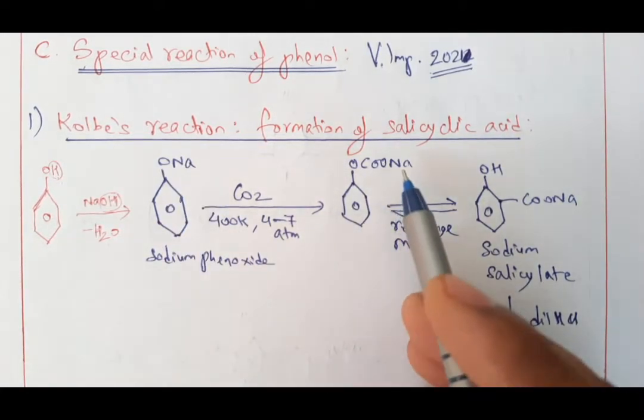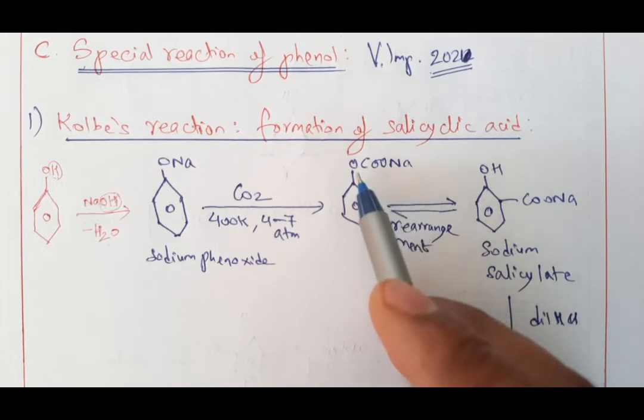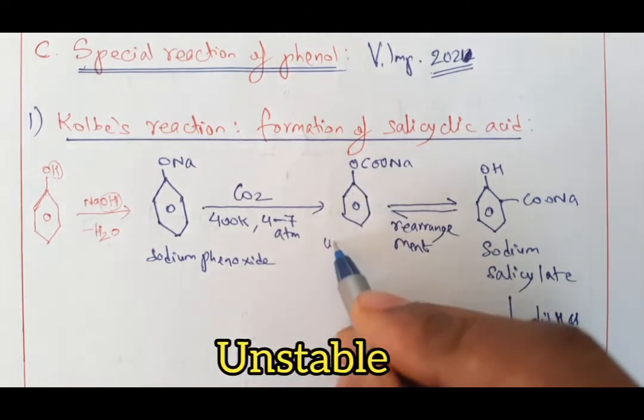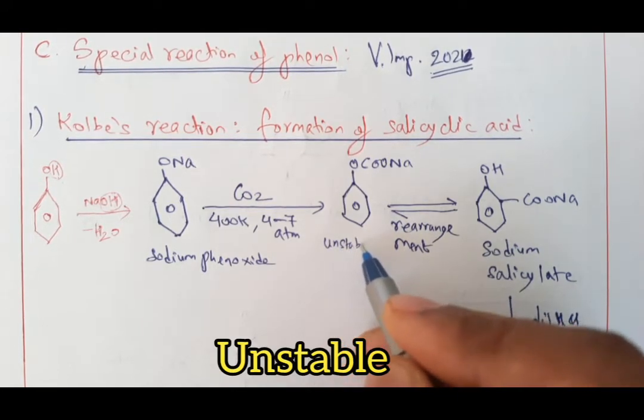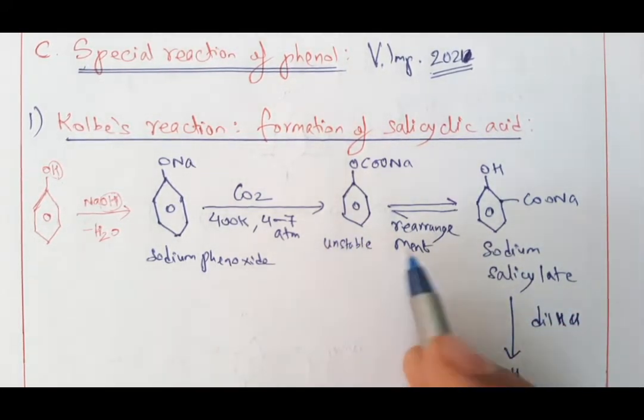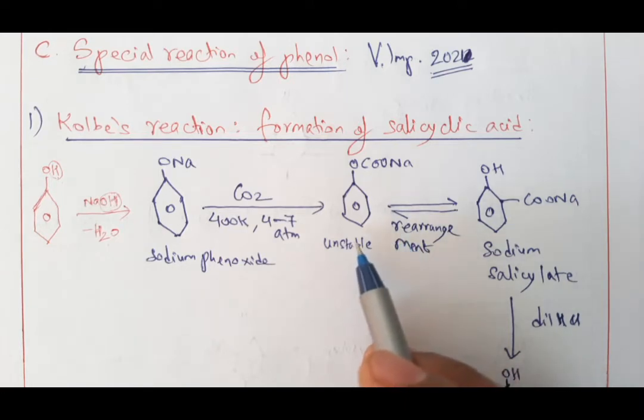Now you can see how many atoms are here: 1, 2, 3, 4, 5. Five atoms are hanging in one place, which makes this compound unstable. As this compound is unstable, it undergoes a rearrangement reaction.